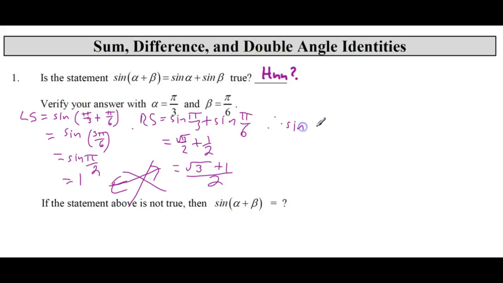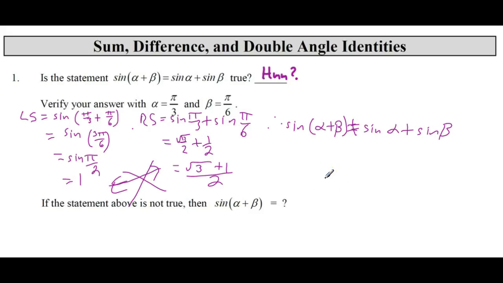Really all it takes is one counterexample, right? We don't have to do a bunch of these. If it's not true for one, it's just not true. It's not an identity. Remember, identities must be true for all values. So is it equal? No, it is not equal.